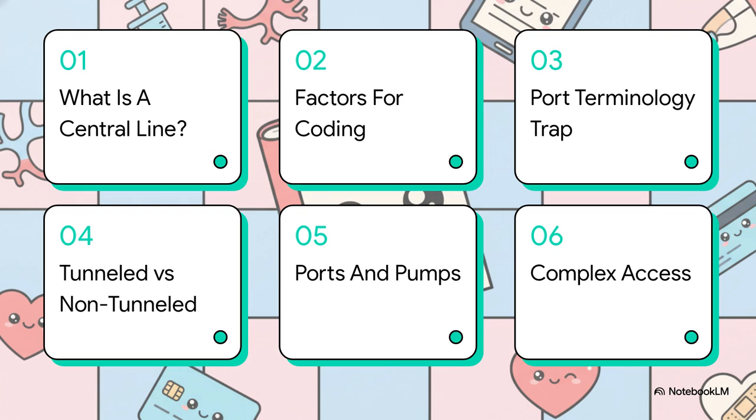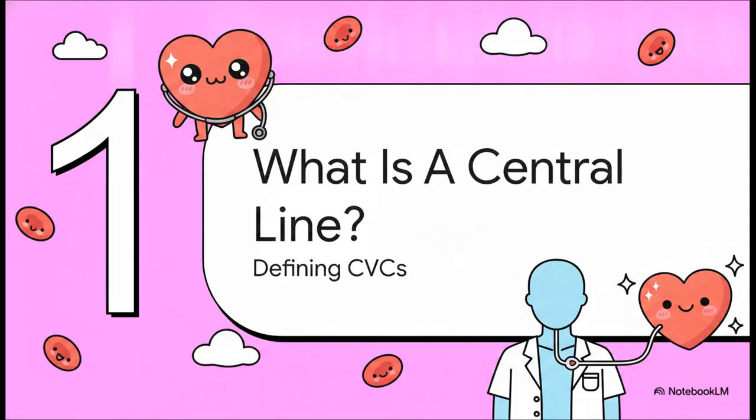What is a central line? Key factors for accurate coding, the port terminology trap, coding non-tunneled and tunneled lines, devices with ports and pumps, and finally, complex access and two catheters. Basically, we're going to build a foolproof decision tree to totally lower your cognitive load. All right, Section 1. What is a central line?